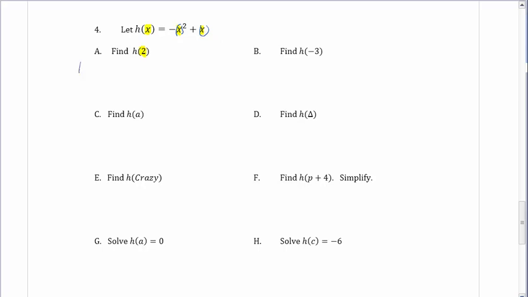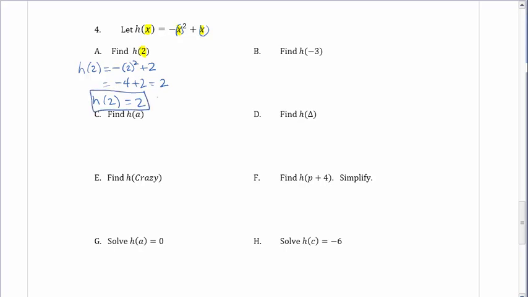So in this particular case, if I'm asked to find h of 2, I'm asked to figure out what the y value is when x equals 2. That's negative parentheses 2 squared plus 2. This would be negative 4 plus 2, or 2. So we would write h of 2 equals 2.